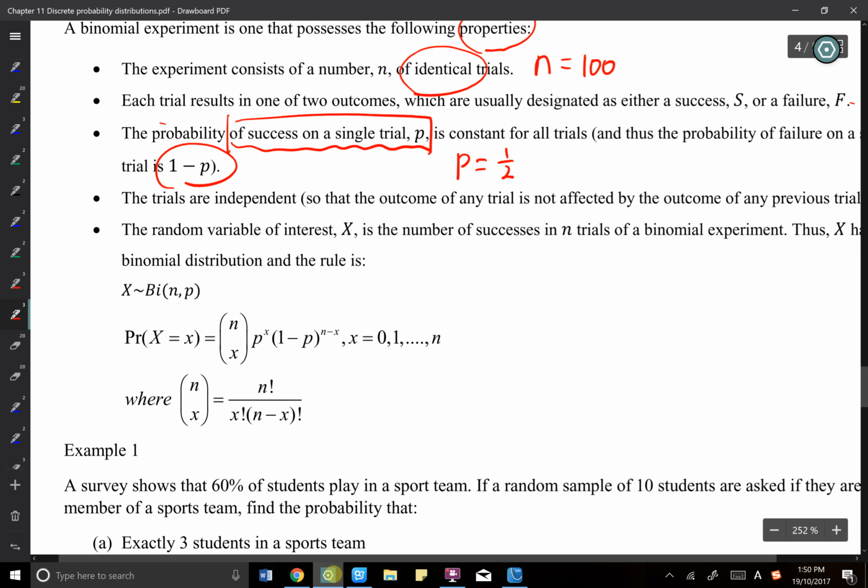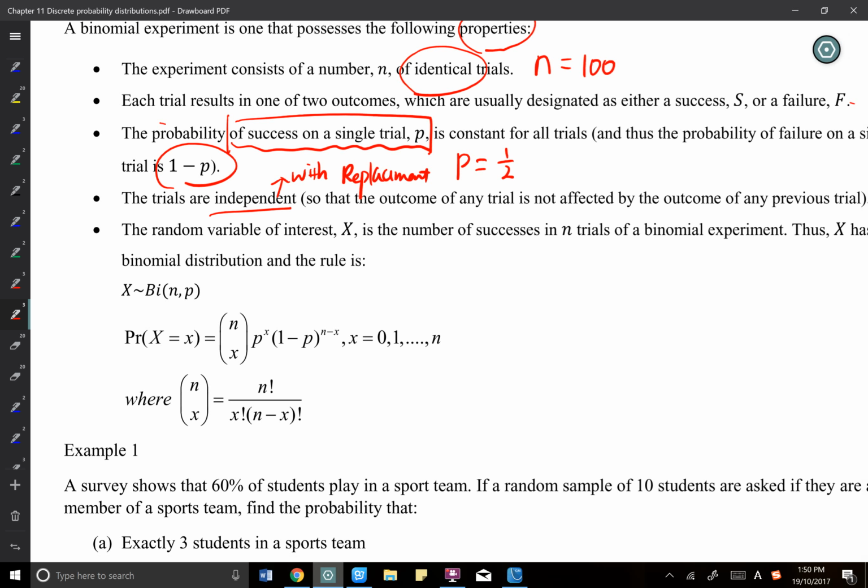And then the trials are independent. What independent means is just with replacement. Why are they independent? They are not influencing each other. The first one's outcome is not going to influence the next trial's outcome. So I grab the candy, I put it back.